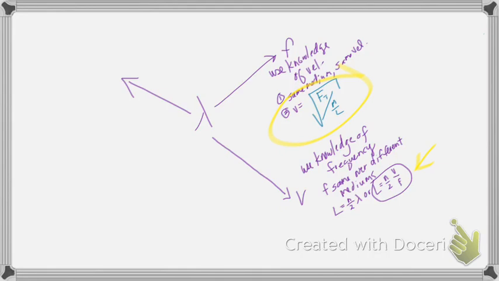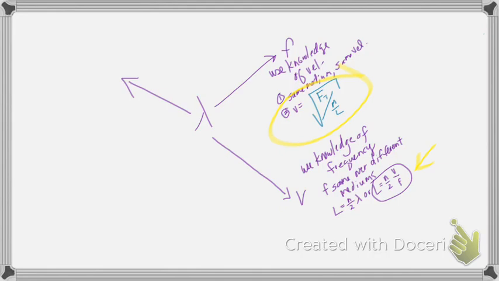Frequency is the same over different mediums, and if I know the length of the string, and remember what that n stands for? Number of harmonics. Remember, there's always one more node than harmonic. So that n stands for whatever harmonic you're on. Most of the time, you're probably going to be dealing with first harmonics.